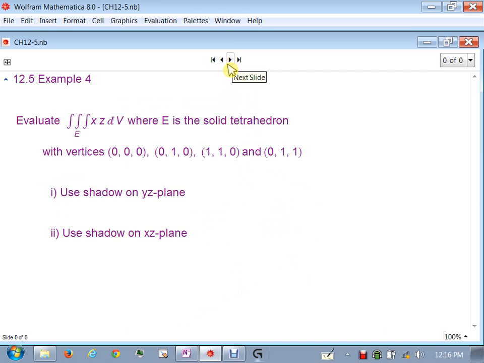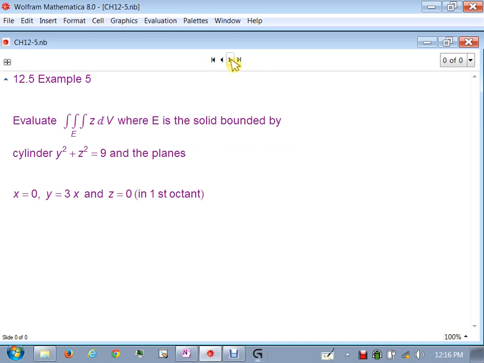And I ask you to do it here. We'll scrap this. Back in the day, I was a little ambitious that I thought I'd have time for doing it cast on different planes, but how about this one? Evaluate the triple integral of z dV, where E is the solid bounded by the cylinder y squared plus z squared equals 9, and the planes x equals 0, y equals 3x, and z equals 0 in the first octant. Let's do this one. I'm not quite sure what this is going to look like.